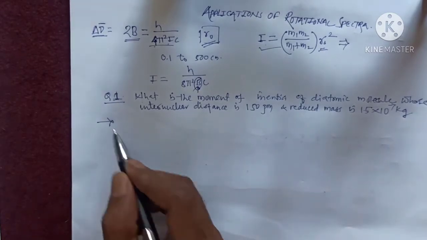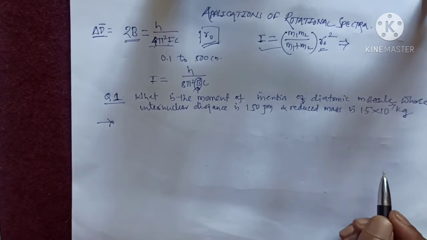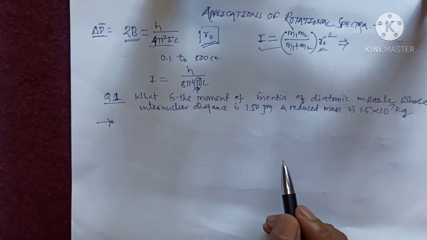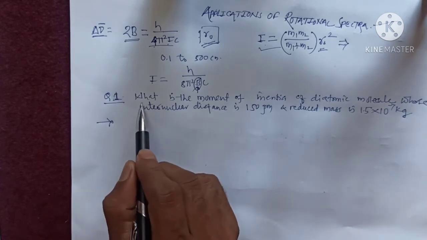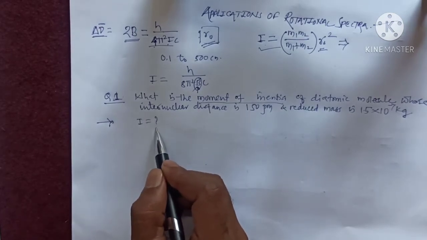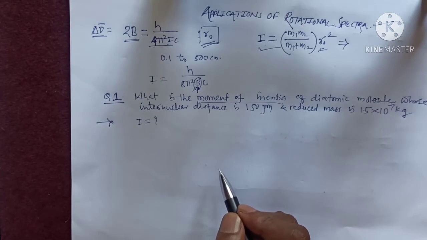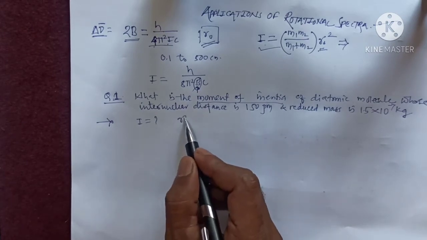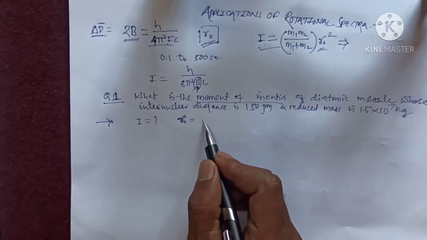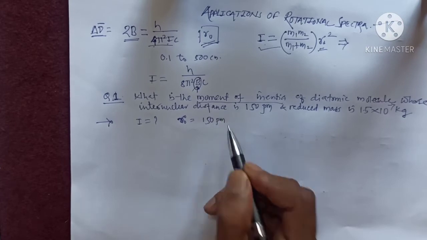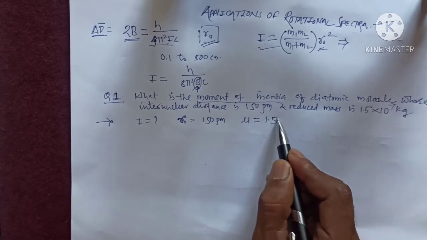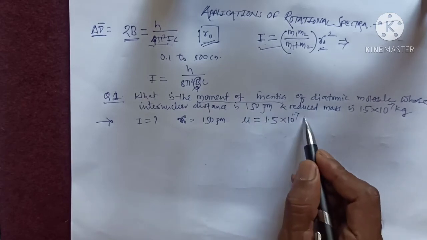Okay, so this is a very simple question. How can we apply the rotational spectra? What is the aim? What is the moment of inertia? That means we have to determine the value of I for the diatomic molecule whose internuclear distance is already given, and that bond length value is 150 picometer. And directly the value of mu is given, that is 1.5 into 10 to the power minus 7 kilograms.